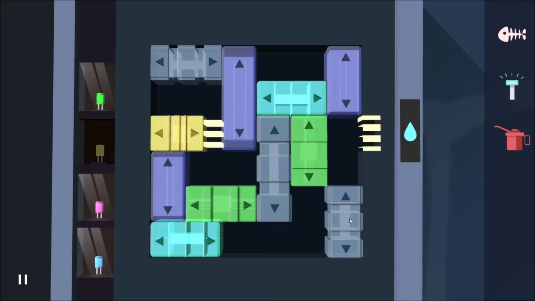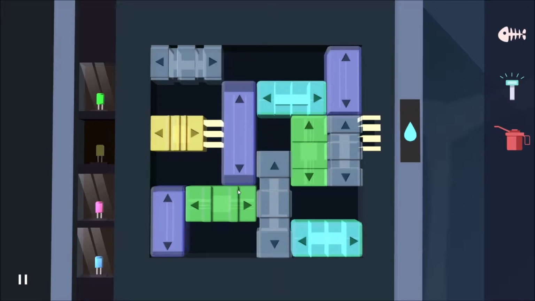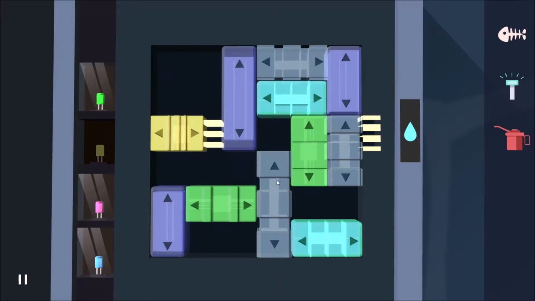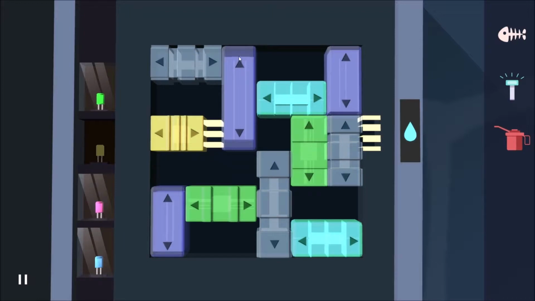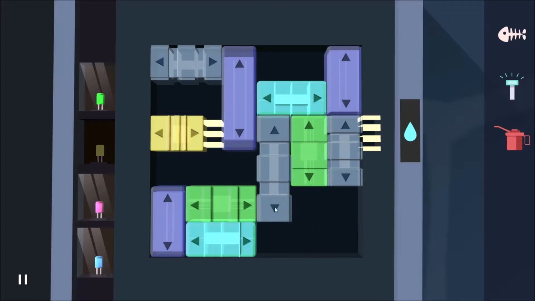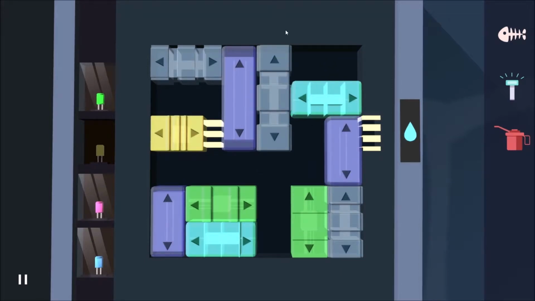Let's see. Complicated. This is another big piece. It's like a 3x1 piece, just like this purple one that's in my way. So those two big pieces have to be all the way down. So how do I do that? If I move all these pieces down into the corner, so I can move this piece right, and then move this piece all the way up.